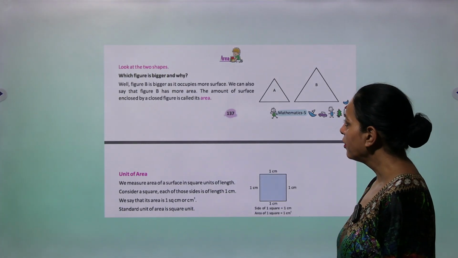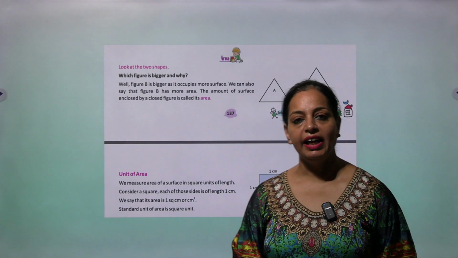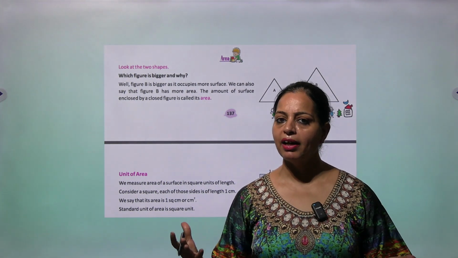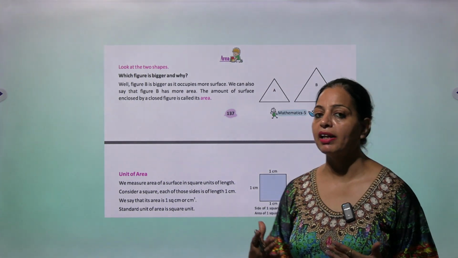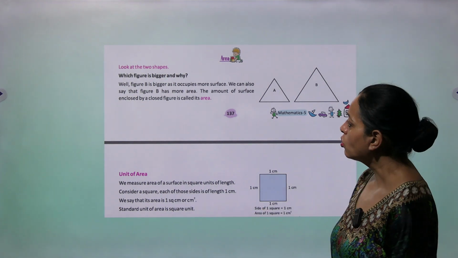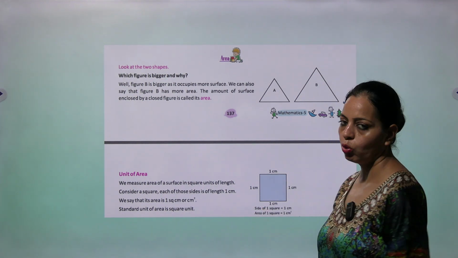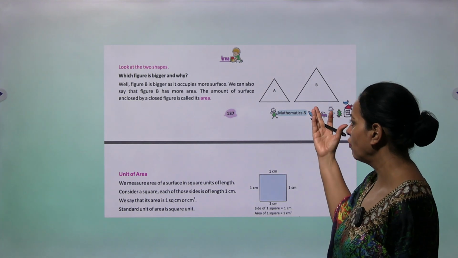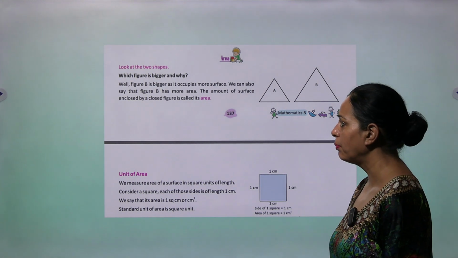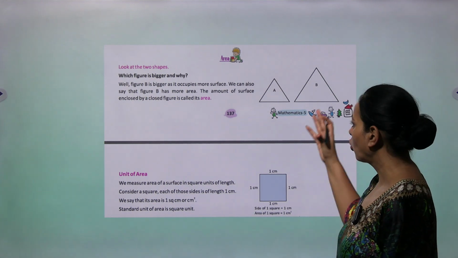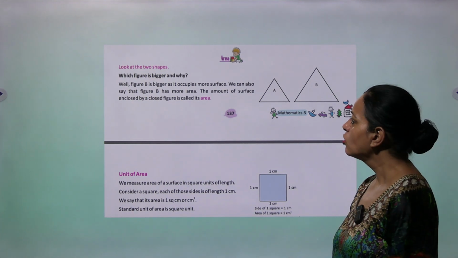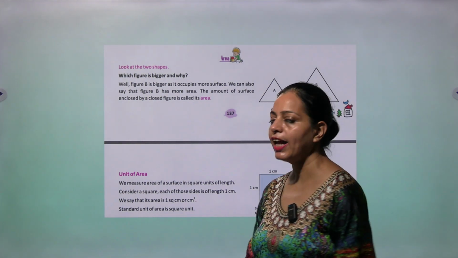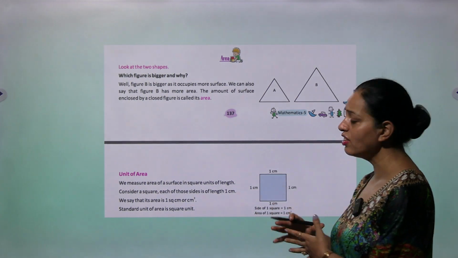Okay, so exercise 20.1 is based on such type of questions. You can try it. Now we are talking about area. अभी हमने पेरीमीटर की बात की थी, अराउंड द फिगर. अब हम बात कर रहे हैं एरिया की. So look at these two shapes. Both are triangle. Which figure is bigger and why? You can see which one is bigger. Well, figure B is bigger because it occupies more surface. So we can also say that figure B has more area. B का area ज़्यादा है.